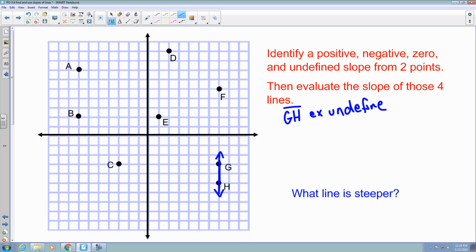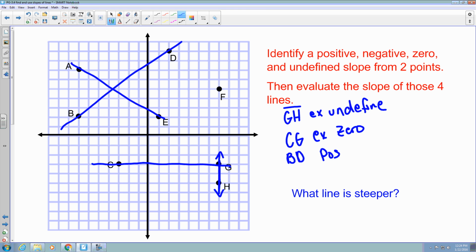For a zero slope, it's any horizontal line. Looks like here, I would say CG. So CG would be an example of a zero slope. I would look at, looks like BD would be a positive, and we'll say in this case AE is negative.